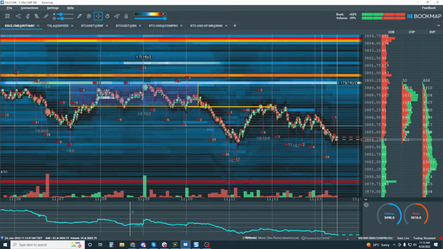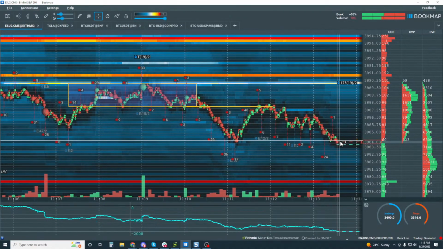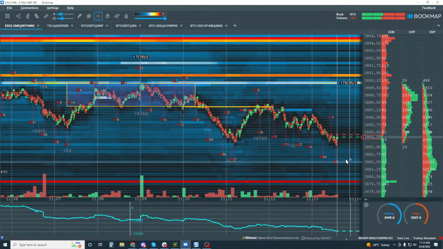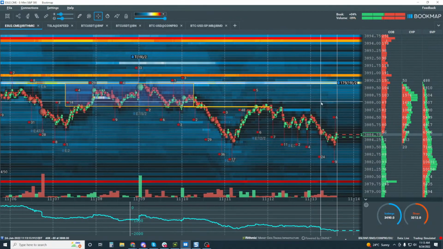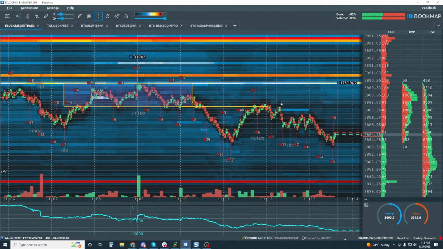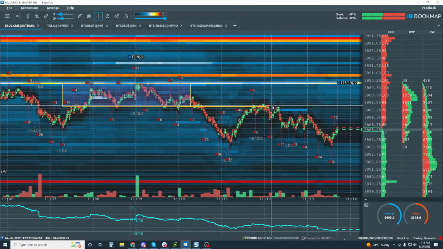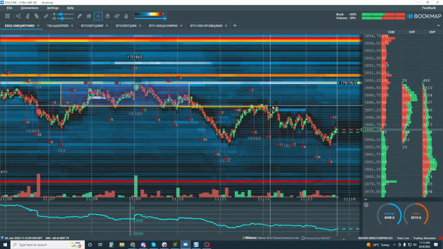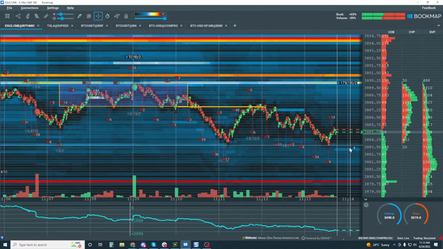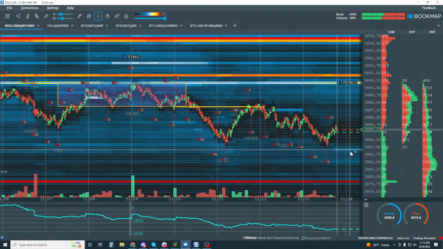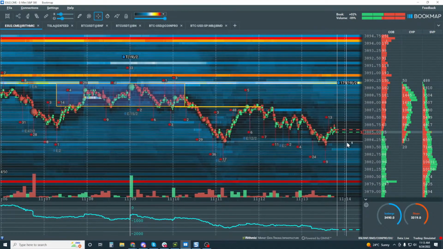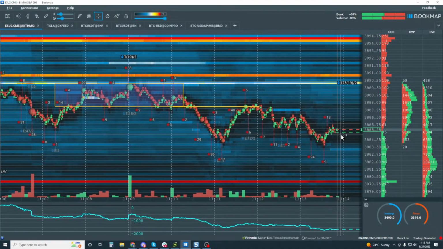Okay, and now we're looking for the push in the continuation now, because we've already had our pullback. We've already retested back up here. Okay, order book showing a little bit of interest, and we're finding a few buyers. Okay, it's not much though.